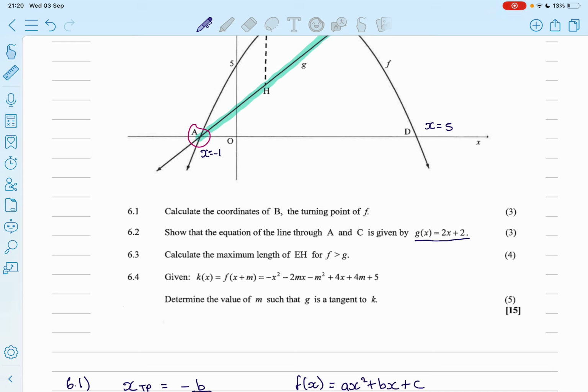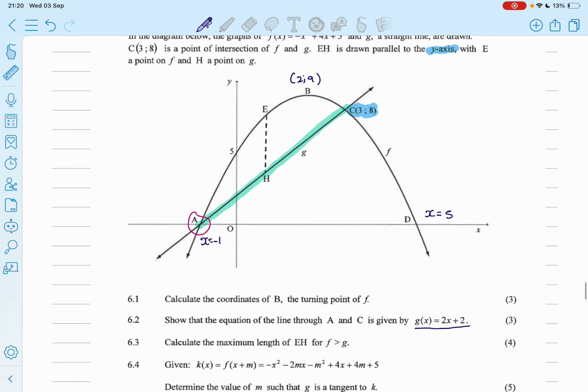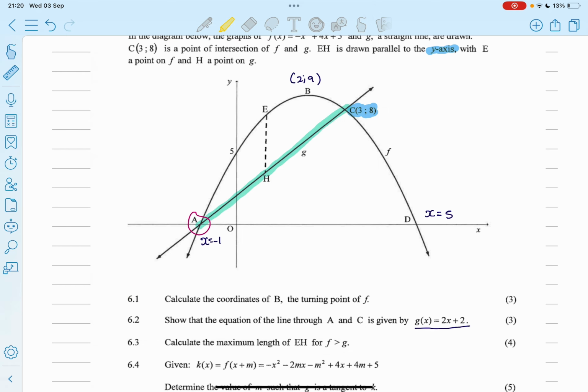Okay, now moving on to 6.3. We need to calculate the maximum length of EH for f is greater than g. So that means we are focusing on this part of the graphs from there to there, because that is where the graph of f, the y values are greater than the y values of g.